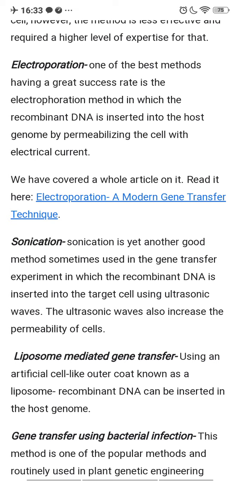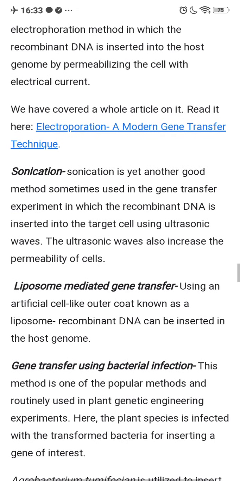Sonication. Sonication is yet another good method, sometimes used in gene transfer experiments, in which the recombinant DNA is inserted into the target cell using ultrasonic waves. The ultrasonic waves also increase the permeability of cells.